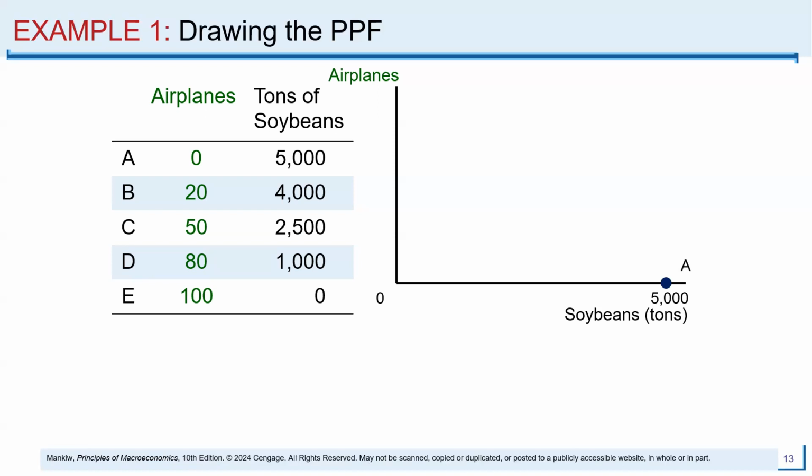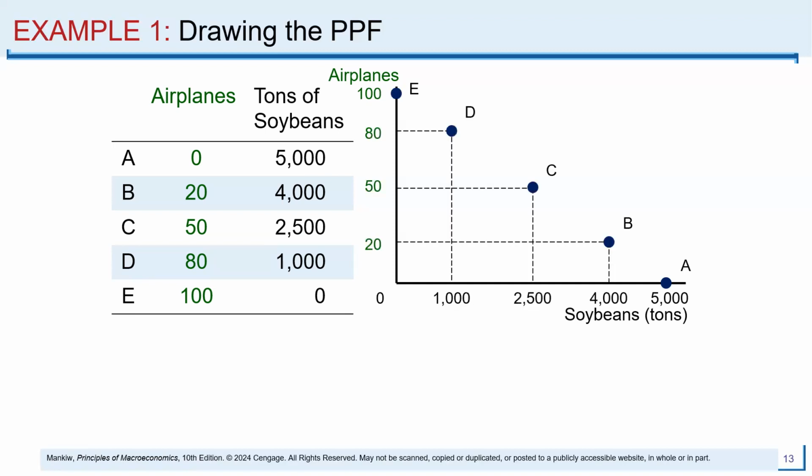Right. First, you draw the point A, because A is the easiest point that you can draw, because the airplane production is 0, so it is a point exactly on the x-axis. Then you can draw E. Then you draw all the dots in between.